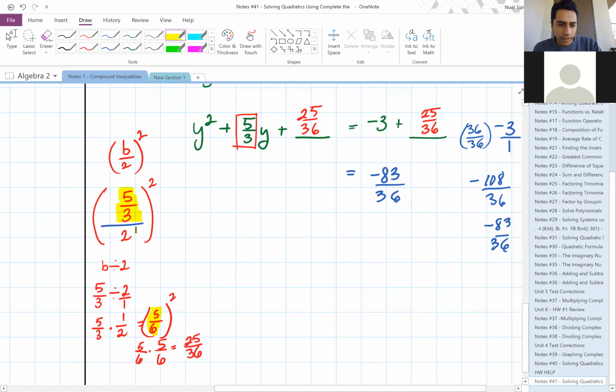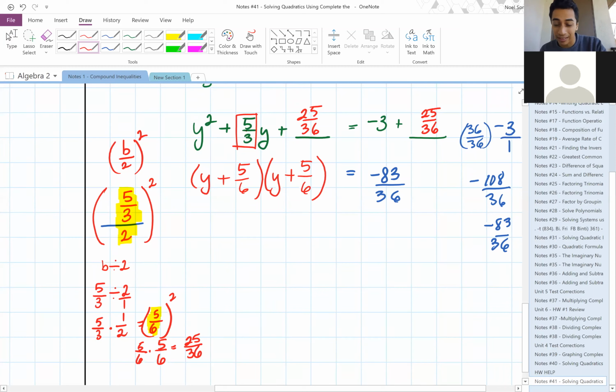You had 5 over 3 divided by 2, okay? Once we simplified that, we saw that the factor that we're looking for, the one that's going to multiply to be 25 over 36, but then adds up to be 5 over 3, is going to be 5 over 6, okay? So then we factor this into y plus 5 over 6 times y plus 5 over 6, okay? And if you think about it, if you were to multiply 5 over 6 times 5 over 6, 5 times 5, 25, 6 times 6, 36, right? You can see the product, where it comes from.